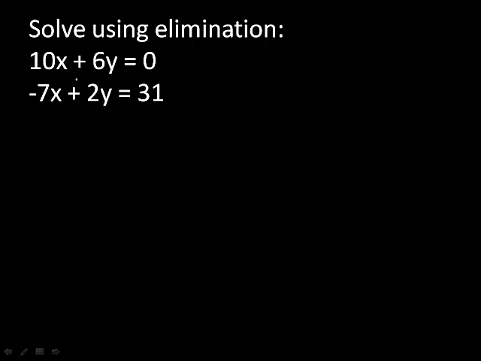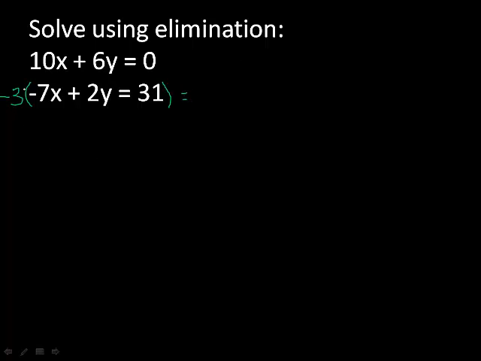And I know that if I look at my y values here, I can multiply the bottom equation by 3, and that will make the y's be the same value. However, I want to make them opposites. So I'm going to multiply the bottom equation by a negative 3.